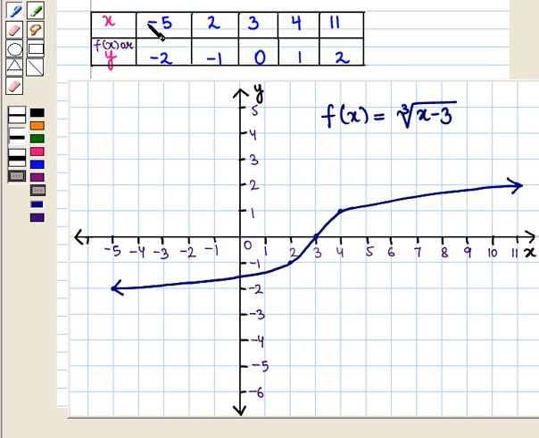Now we have plotted these values on the graph and then we have joined these points to form this curve, and this is the required graph of the function f of x is equal to cube root of x minus 3. And from this graph we can see that the range of this function is the set of all real numbers.